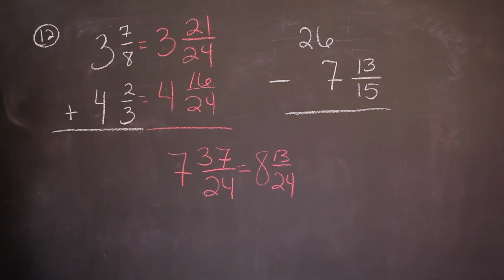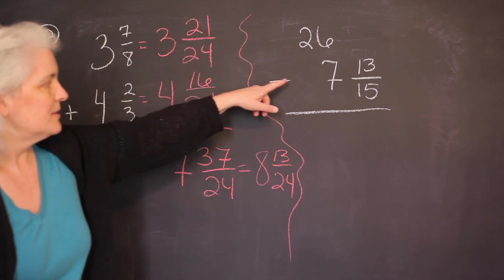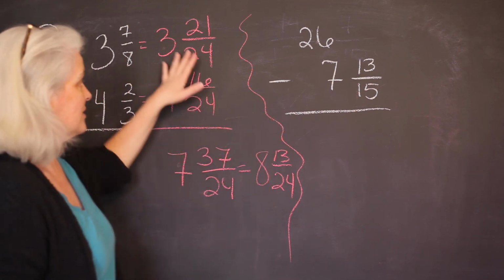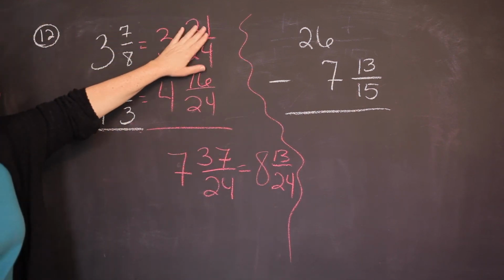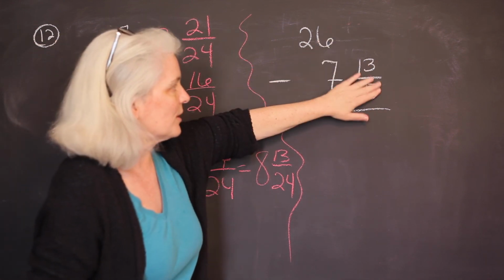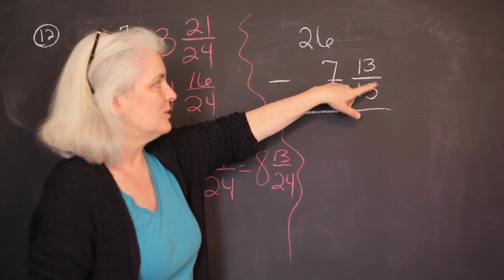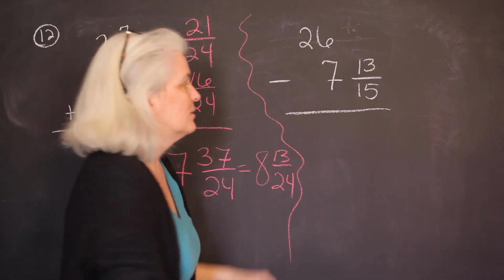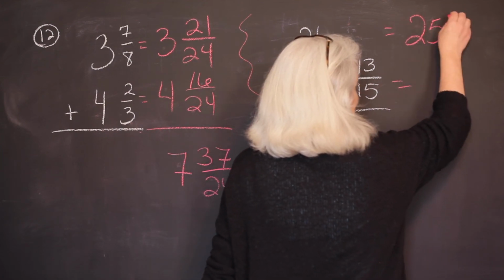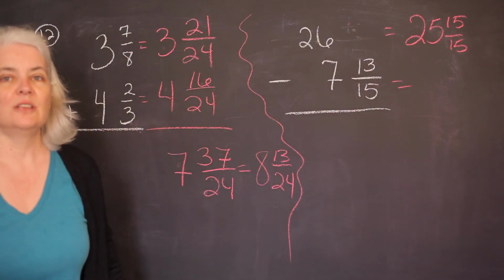Okay. If I look at the next problem, I'm supposed to subtract 7 and 13 15ths from 26. Just like here, where I first worried about the fractional parts, then I worried about the whole numbers. If I just look at the fractional parts, there isn't a fraction here. I need to somehow take 13 15ths from something. So what I can do is I can rewrite 26 as 25 and 15 15ths.